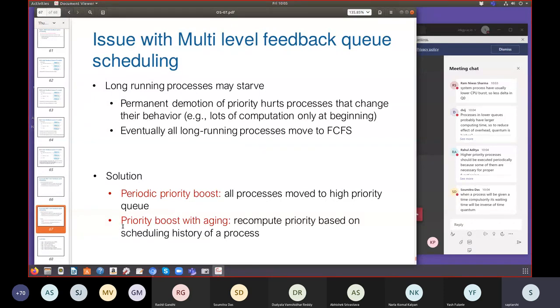Also, there can be another idea which is familiar to us, priority boost with aging. That is, recompute the priority based on the scheduling history of a process. If you see that a process is in, say, a low priority queue for a long amount of time, you can consider aging and then give it a priority boost selectively. Okay. So again, the periodic boost is usually done for all processes, and this is done for particular processes which have been waiting for a long time, etc.